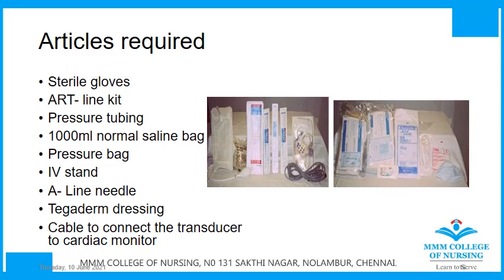What are the articles required to start the arterial line for a patient? You require sterile gloves, an arterial line kit, pressure tubing, a 1000 ml normal saline bag, a pressure bag, an IV stand or IV pole, an arterial line needle, Tegaderm dressing, and a cable to connect the transducer to the cardiac monitor. So these are the articles which are required for an arterial line.